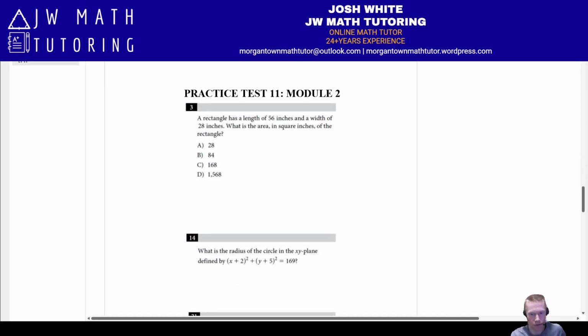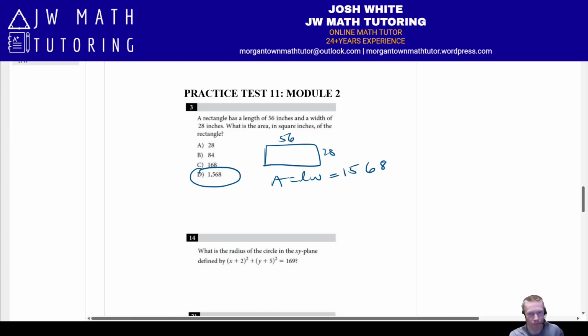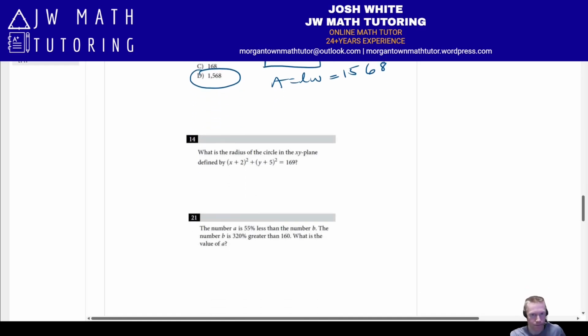All right, let's move to Module 2. Number 3, very, very basic, easy question. Just finding the area of a rectangle by multiplying its length times its width, which is 56 times 28. That's going to come out to 1568. It's letter D. Obviously, you'd probably just use a calculator to do that unless you happen to have it memorized. But that's it. No other work to be done.